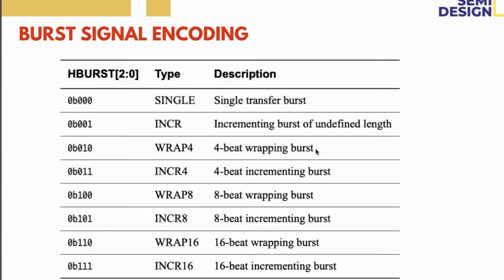Okay, we'll see some examples so that you can understand. So this is the burst signal encoding. HBURST is 3 bits and there are different types like single, incrementing, wrap 4, increment 4, wrap 8, increment 8, wrap 16, incrementing 16. So here the master will perform the single transfer burst and undefined length burst. Different things are there. So the master can take incrementing burst up to a 1 kb address boundary. Based upon that, it will do. So we'll see some examples.